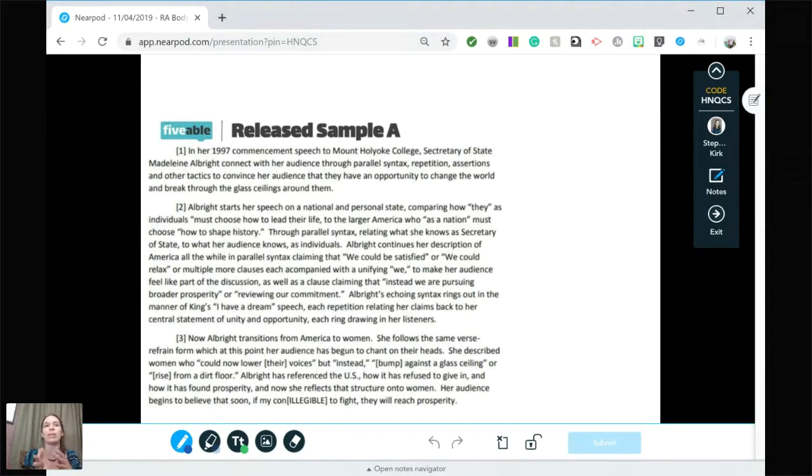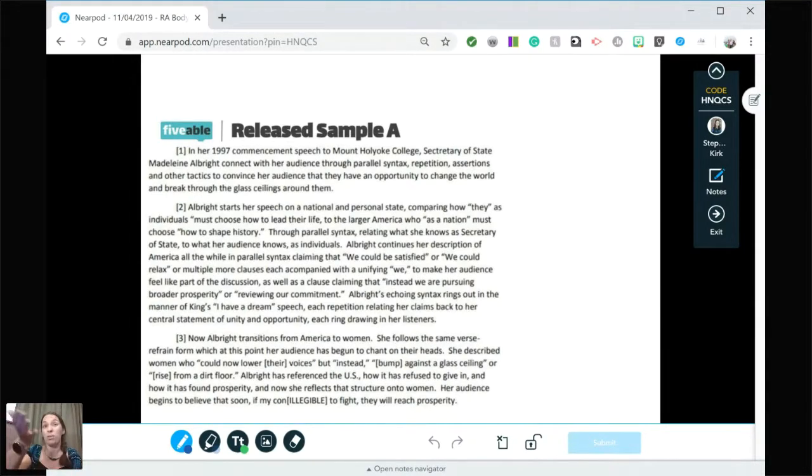So you don't necessarily have to pull in the citations behind each of these little quotes that you can see, like they pulled from the other speech, and then must choose how to lead their life to the larger American who, as a nation, must choose how to shape history. So you've got these quotes in there.